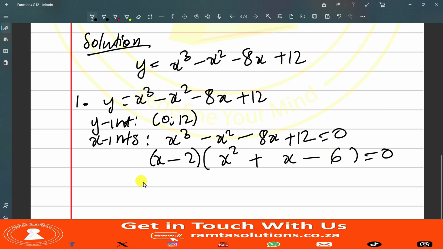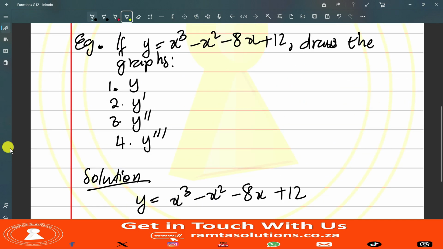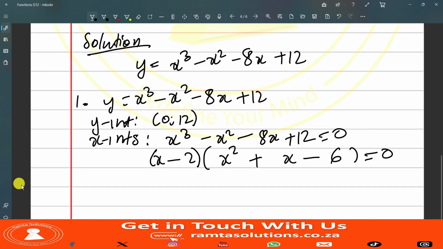This is working. Okay, so I know there are those who are not familiar with this method. I will show you a different method, but let's finish this quickly. It will be x minus 2, and then this will become x minus, I think, minus 3, and then x minus 2. But this guy here must be positive, right?